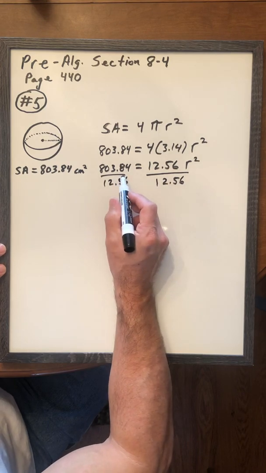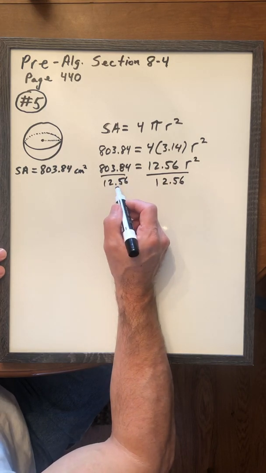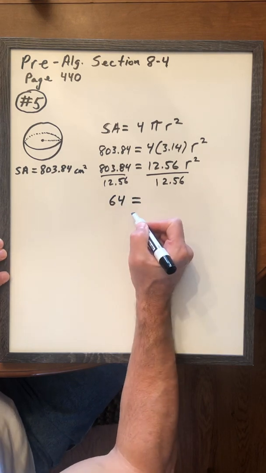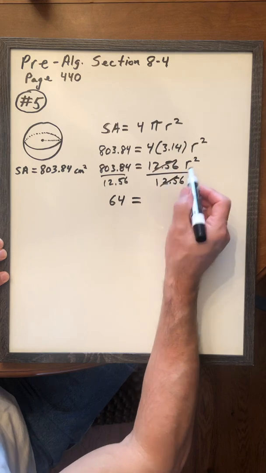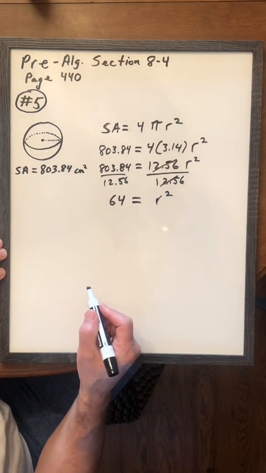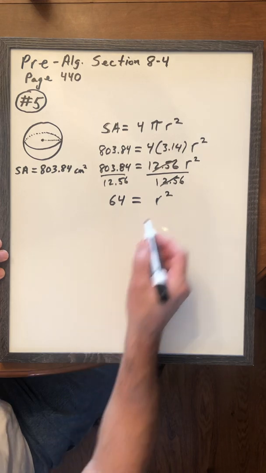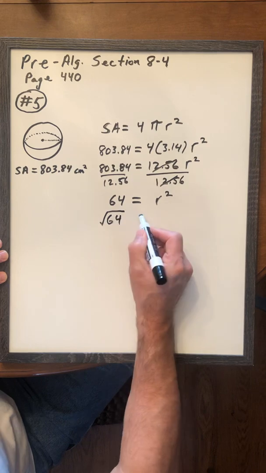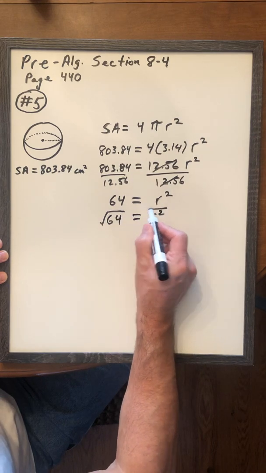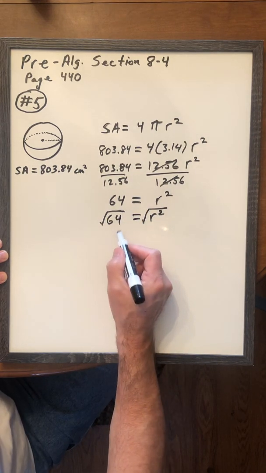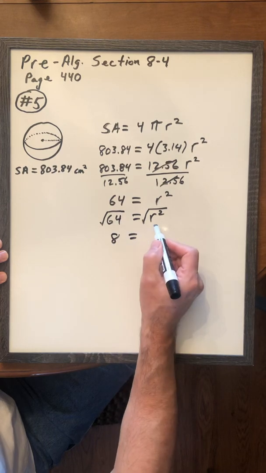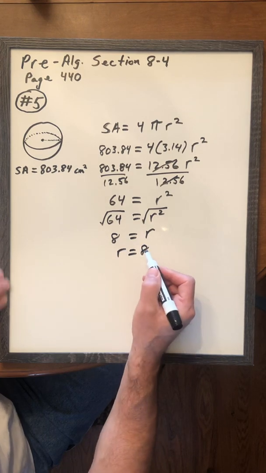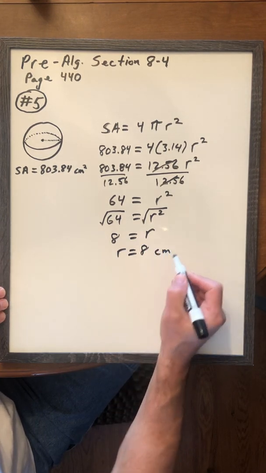And 803.84 divided by 12.56 is going to give me 64. And on this side, these are going to divide out, and it leaves me just r squared. Now, we don't want r squared, we want r. So we're going to have to take the square root of both sides. And the square root of 64 is going to give me 8, and the square root of r squared would give me r. So r equals 8, and that would be centimeters.